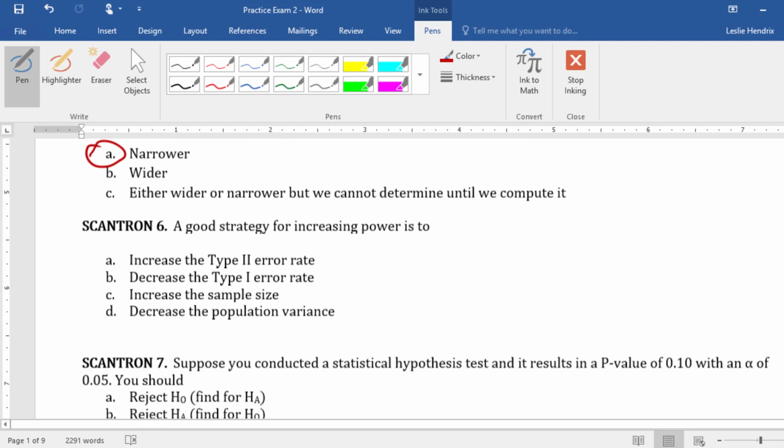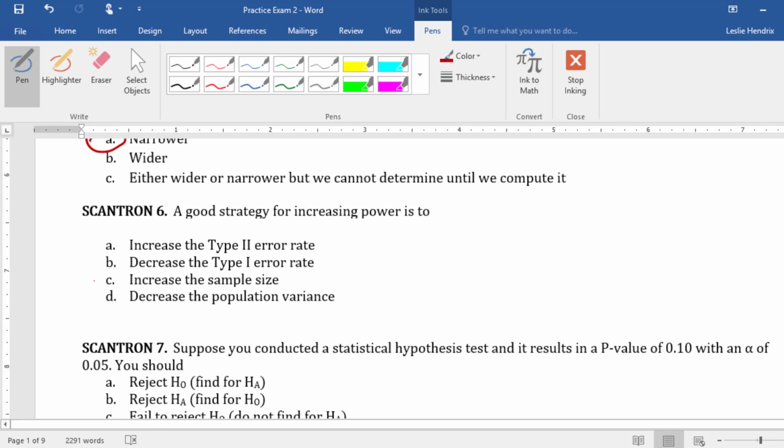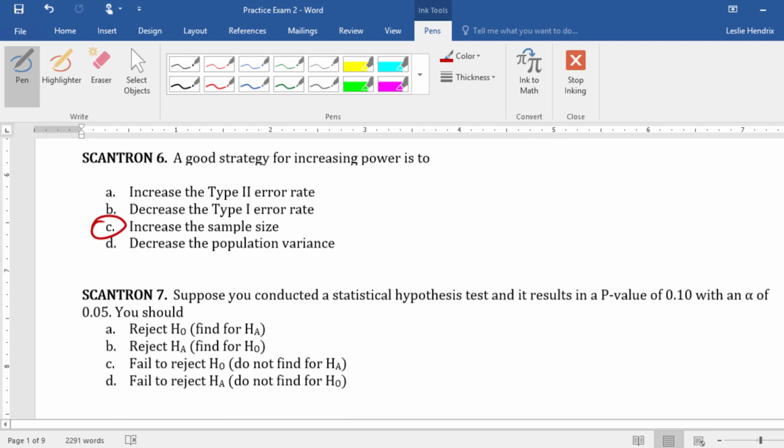All right, what's a good strategy to increase power? Get a bigger sample size. Okay, you can monkey around with the type 1 error rate, but that's not what we do in practice. You can choose your type 1 error rate and then play with the sample size to increase your power. And of course, you can't decrease the population variance. That does affect power, but you don't have any control over that. So get a bigger sample size. That's a good way to increase power. Getting a bigger sample size fixes lots of things in statistics, except for bias.